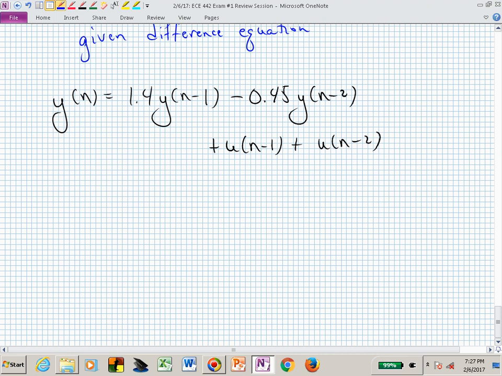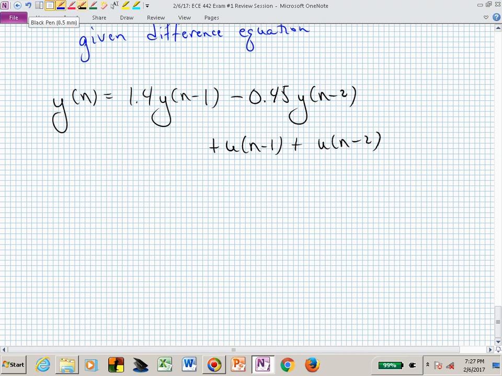We have 2 delays, and in this case, what we want to do then is end up with a block diagram that has 2 delay blocks. This was one of your homework problems because now we have delays in our input, which is different from what we talked about in class.